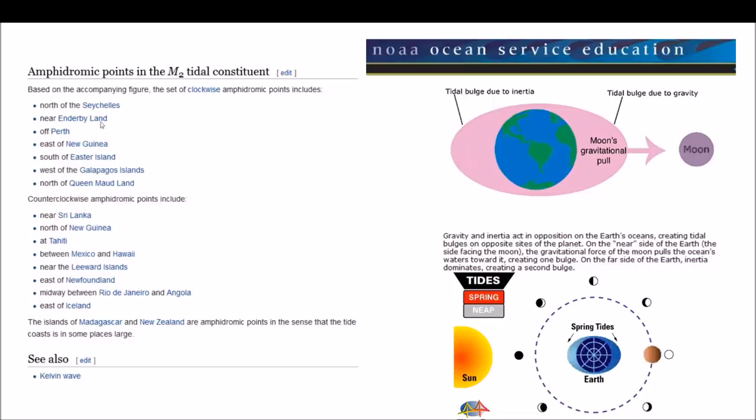There's also a list of tidal nodes on Wikipedia. The set of clockwise points include these, but they've only given us 16 nodes here, but from what I saw from the map, there's 100 of these things.